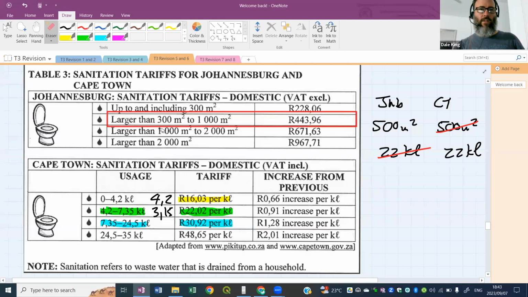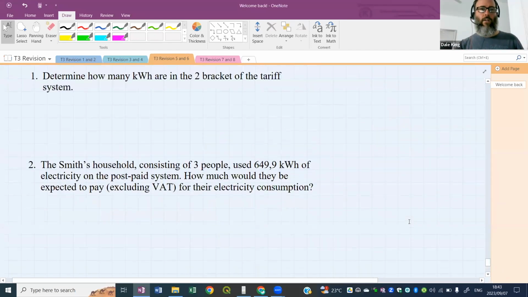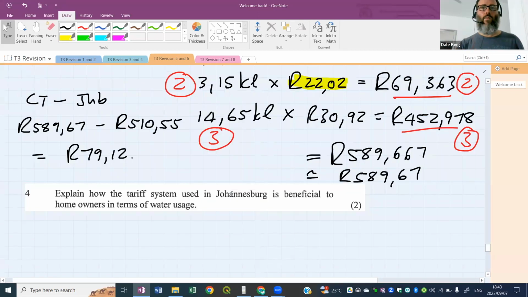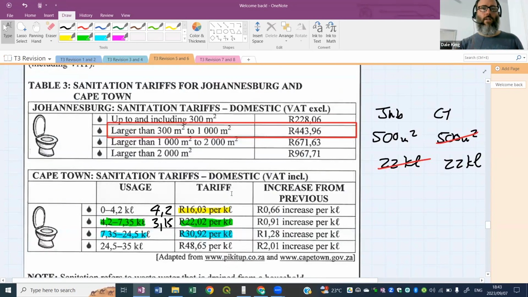I'll go back down to the question. Explain how the tariff system used in Joburg is beneficial to homeowners in terms of water usage. How does the tariff system in Joburg benefit the homeowners in terms of their water usage? Why is the tariff system in Joburg better for them?